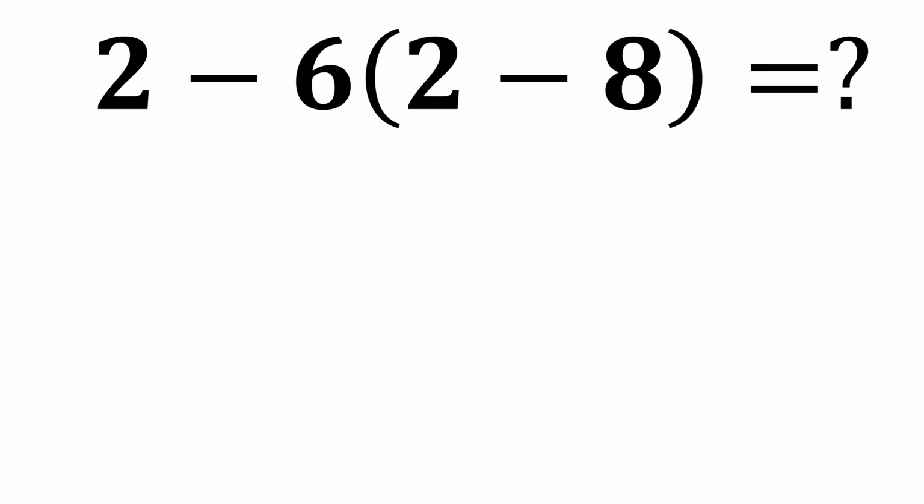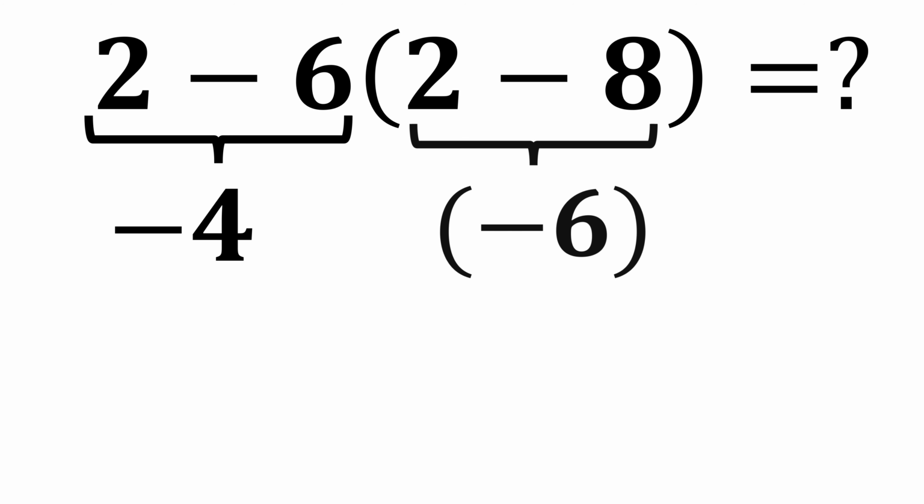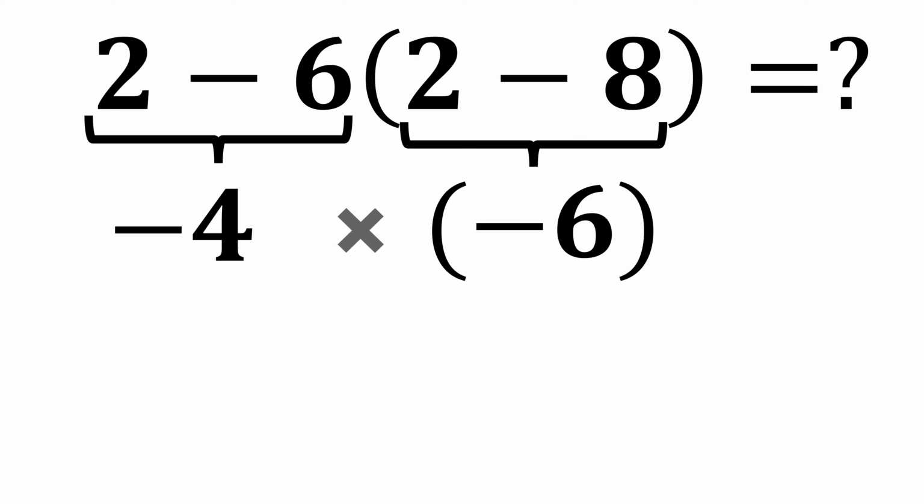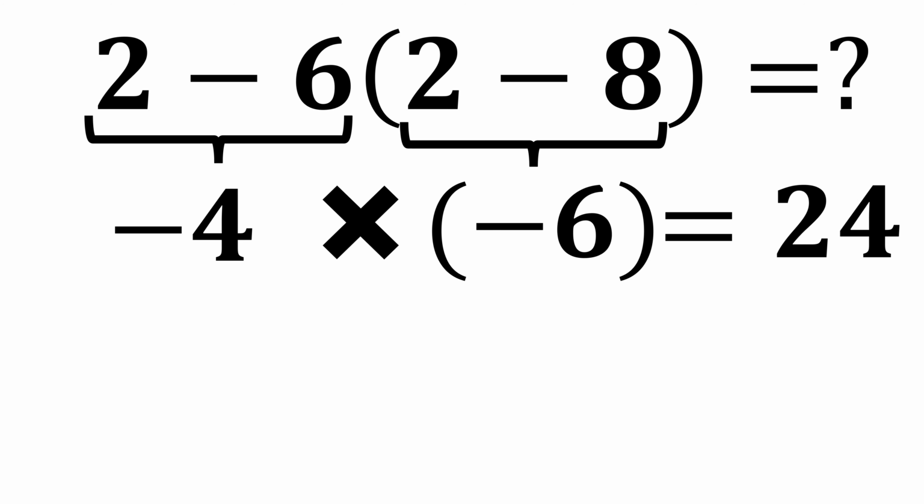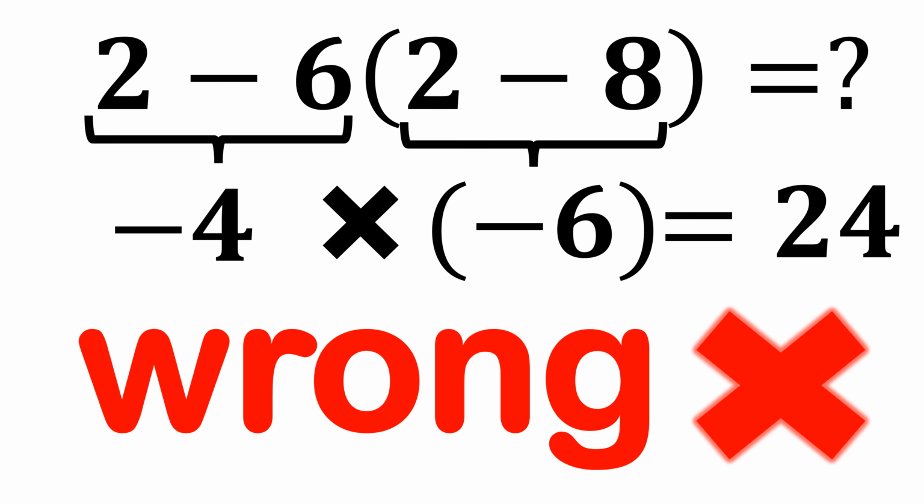2 minus 6 is negative 4, and 2 minus 8 is negative 6. Then, negative 4 times negative 6 equals positive 24. However, this result is incorrect because we failed to follow the mathematical order of operations.